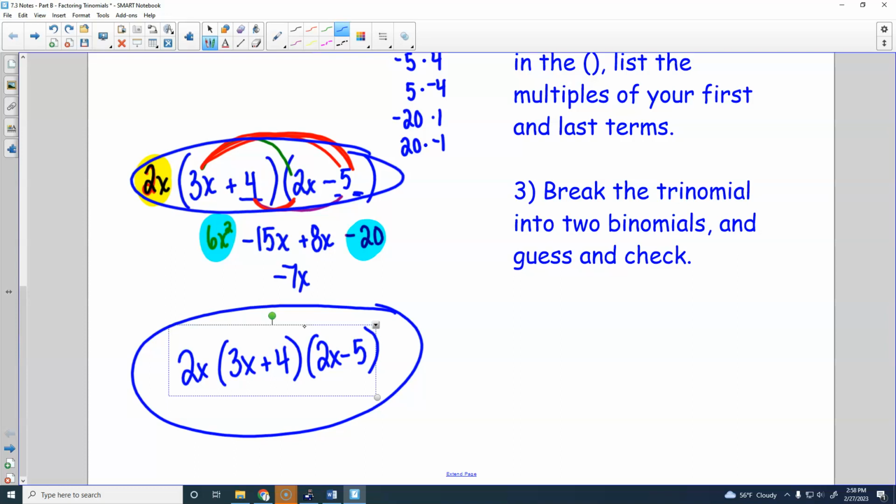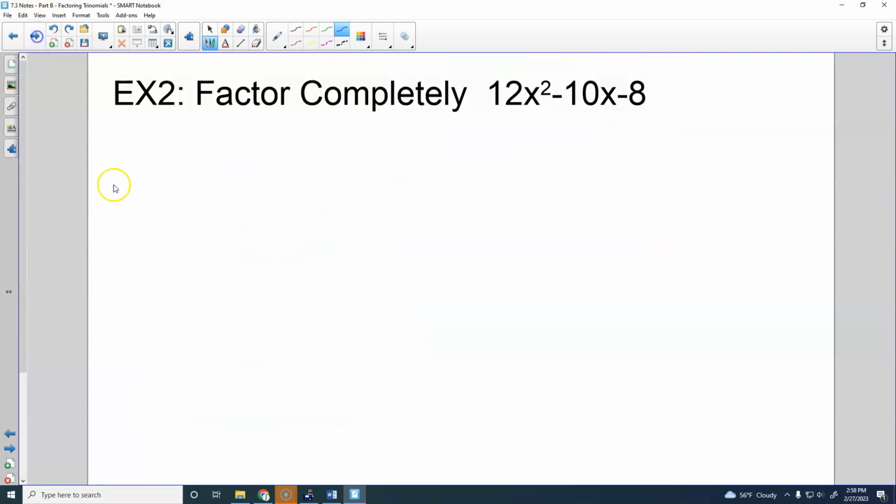Okay? Let's try to do one more before we go for today. All right, so here's another one. I think this one's going to be a little bit easier. Okay? So same steps as before. The first thing we always want to do is look for a greatest common factor. Does this have a greatest common factor? 2. So I'm going to divide everything by 2. And so I've got 2, and then it'll be 6x squared minus 5x minus 4.